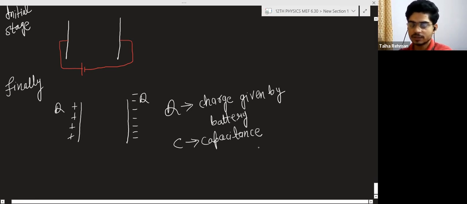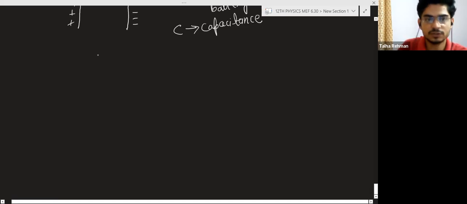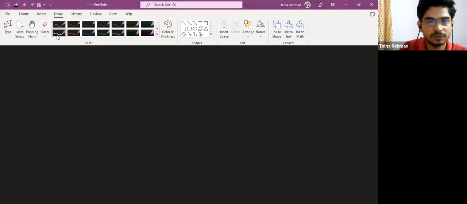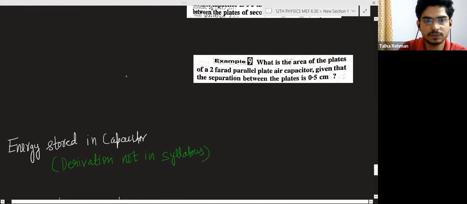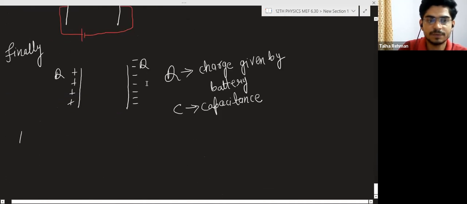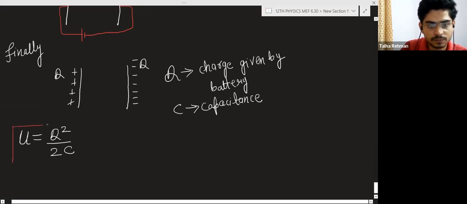The formula is only in your syllabus. Derivation is not in your syllabus. So energy stored in the capacitor, which I am representing by capital U, can be written as U equals Q square upon 2C. This is the first formula that you should remember.